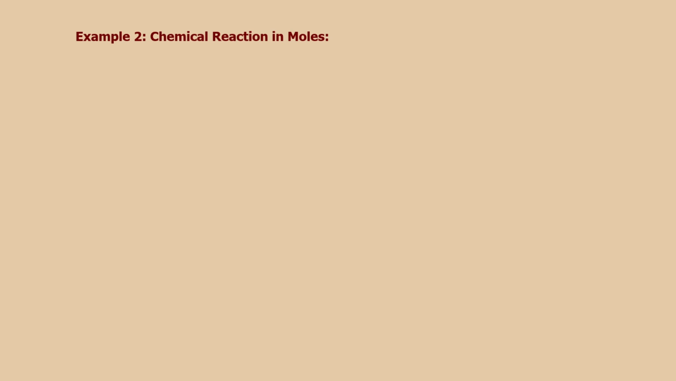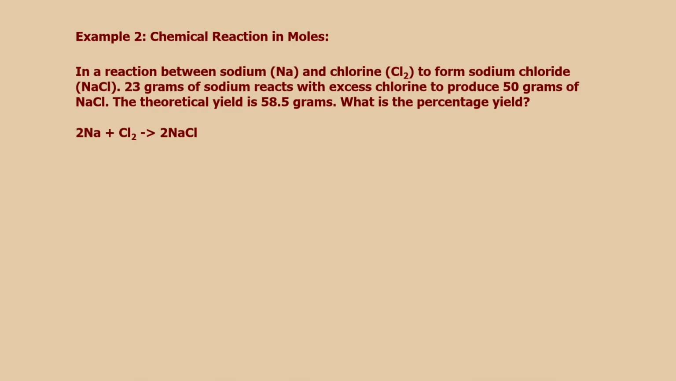Example 2. Chemical reaction in moles. In a reaction between sodium, Na, and chlorine, Cl2, to form sodium chloride, NaCl, 23 grams of sodium reacts with excess chlorine to produce 50 grams of sodium chloride, NaCl. The theoretical yield is 58.5 grams. What is the percentage yield? The reaction is 2Na + Cl2 produces 2NaCl.